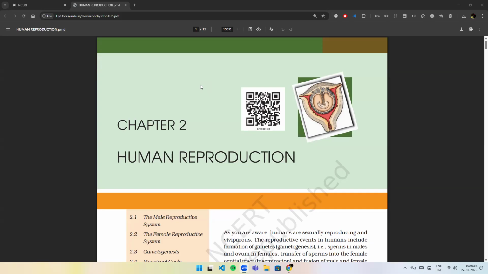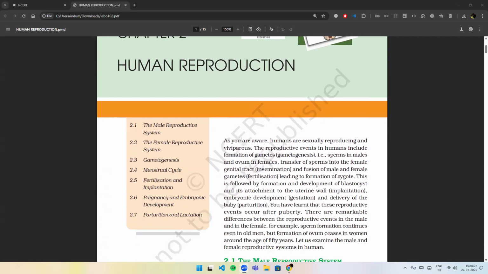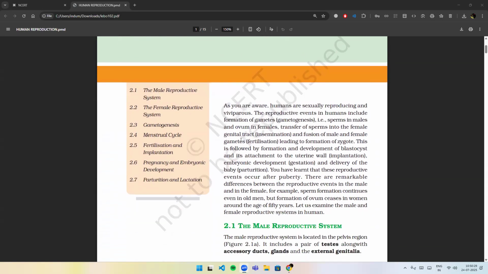Today we are going to read chapter number 2, Human Reproduction, from class 12th, and the book is NCERT. So let's get started. As we are aware, humans are sexually reproducing and viviparous.